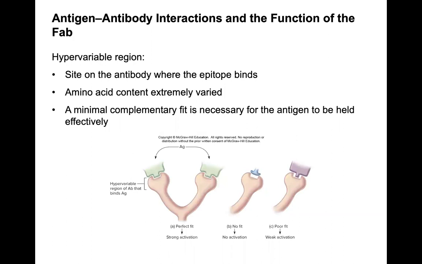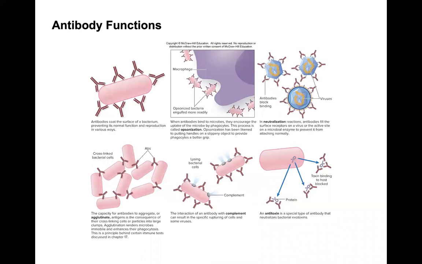So, antigen-antibody interactions and the functions of the Fab segments. The hypervariable region is a site on the antibody where the epitope binds. Amino acid content is extremely varied, and a minimal complementary fit is necessary for the antigen to be held effectively. So what are the functions of antibodies? What do they do? Why are they important?